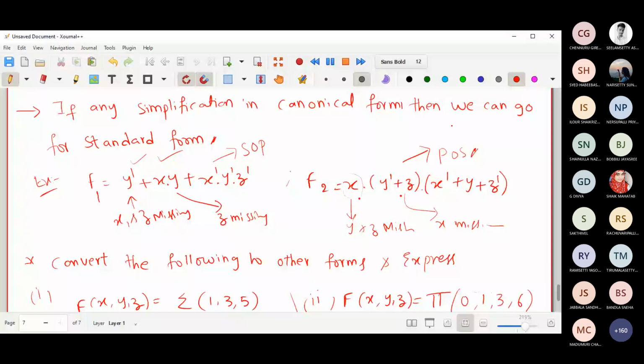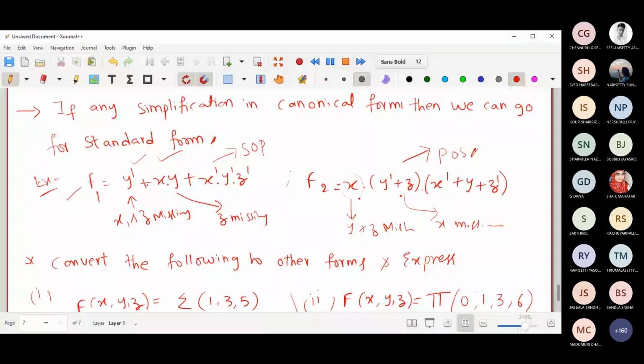I think you got some idea regarding this. Yes, sir. And there is one other point. Suppose a function is given, y bar plus x dot y plus x complement y complement z complement. Convert this SOP into canonical form. You can get questions like that also. Clear? Are you getting my point here? So standard form to canonical form or canonical form to standard form may be possible.